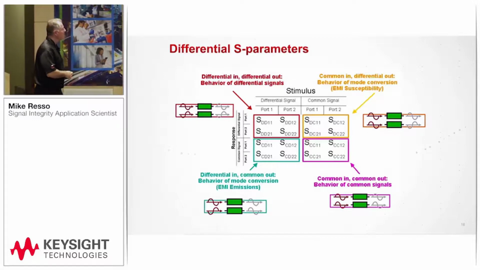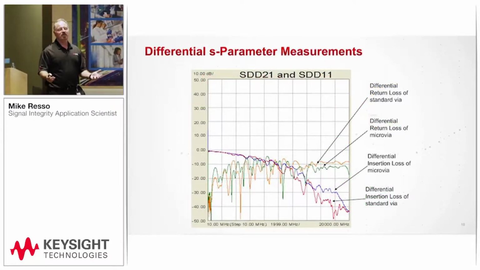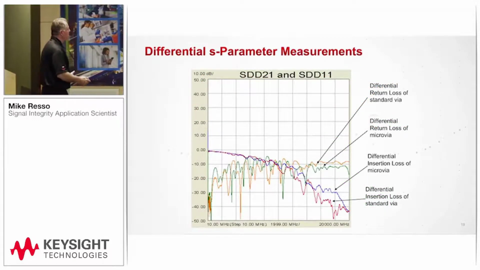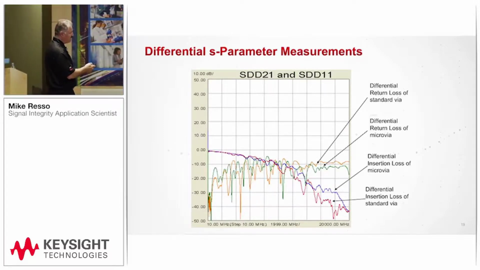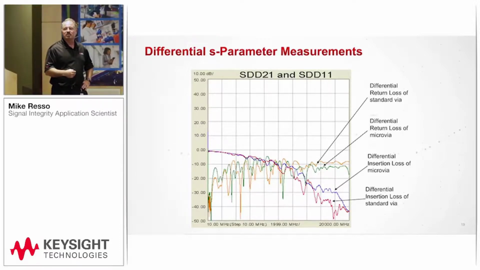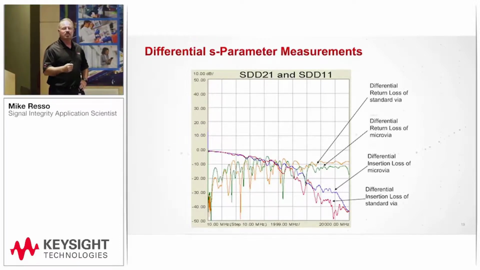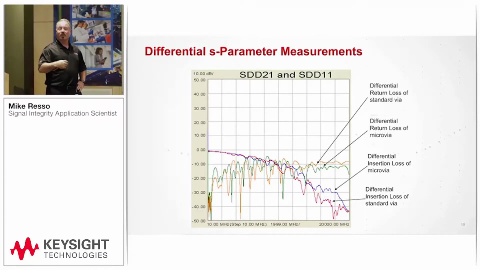So what does a differential S parameter measurement look like? Well, here's a case where we have two different channels. One has a standard via and one has a micro via. Micro vias are just smaller in diameter. You either use a smaller drill bit or use a laser, and so that has less excess capacitance, so you get better performance because you have closer to a 50 ohm or 100 ohm differential transmission line.